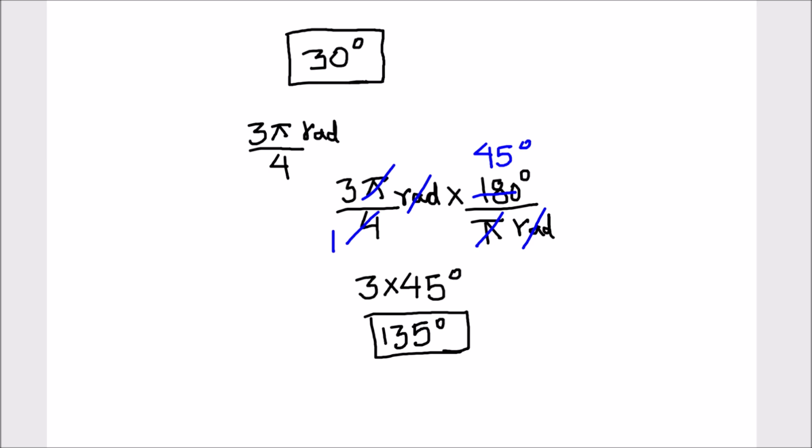So this is how we can convert any radians into degrees using the ratio 180 degrees by pi radians.